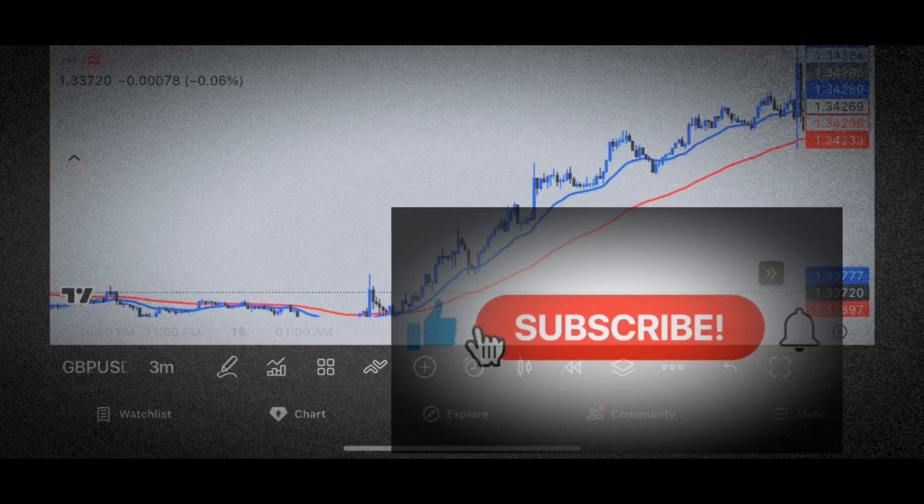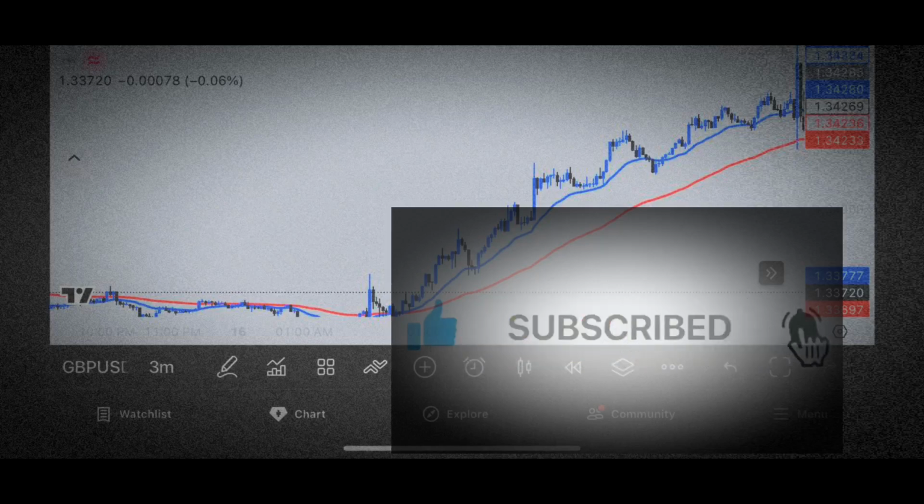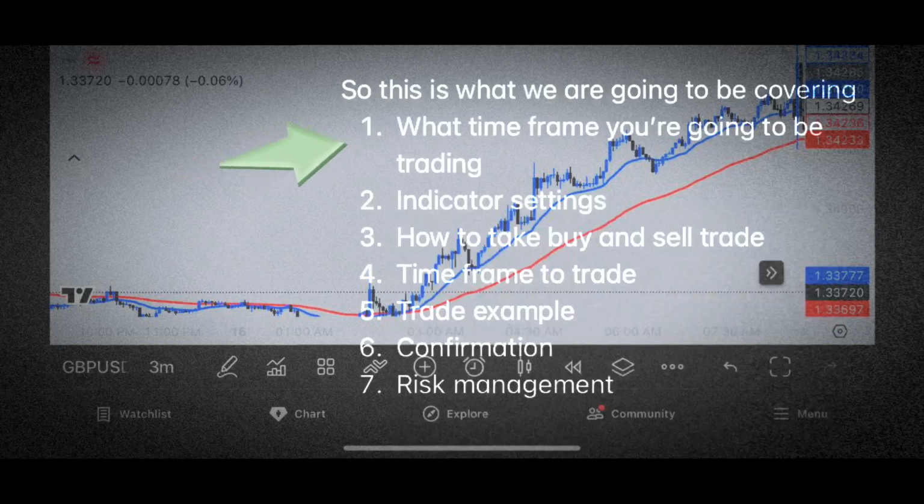So this is what we are going to be covering in this video. We are going to be talking about the time frame you are going to be using to take the trade, the indicator settings, how you take your buy and sell trade, the confirmation and your risk management, with a live trade example.